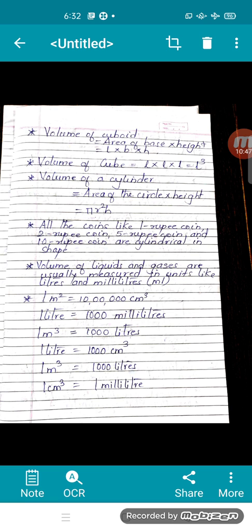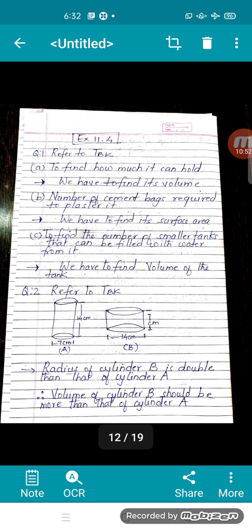Now we start with the last exercise, that is 11.4. First question. Given a cylindrical tank, in which situation will you find the surface area? In which situation will you find the volume? To find how much it can hold, we have to find the volume. Number of cement bags required to plaster it, so we have to find surface area. To find the number of smaller tanks that can be filled with water from it, we have to find its volume.